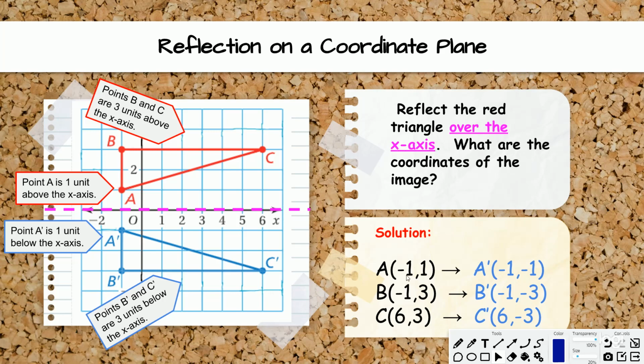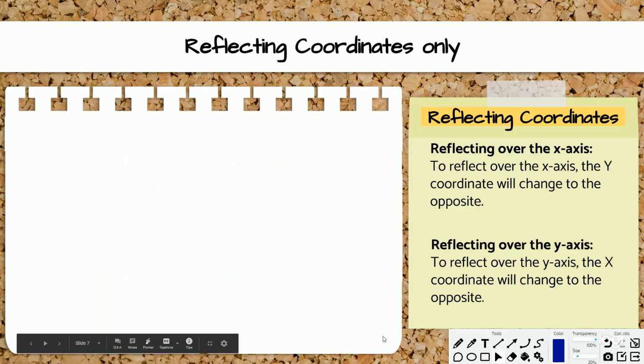And if you look, we had -1 for the x, and it stayed the same. And then we had 1 for the y, but then it changed to -1, because 1 on the y means it's 1 above, and -1 on the y means it's 1 below. For B, we had -1. It stayed the same for the x. And then the y went from 3 to -3, because 3 is above, and -3 is below. And the same we did for C and C prime.